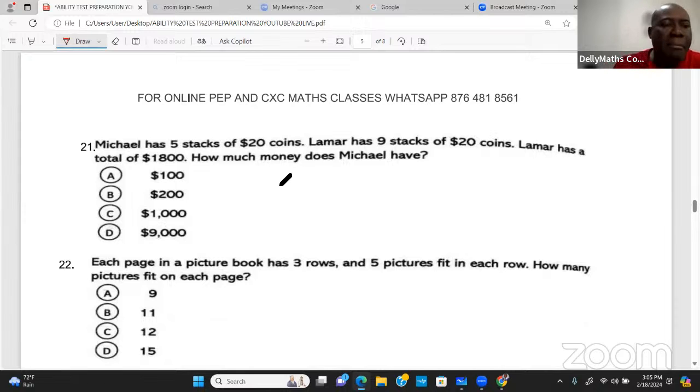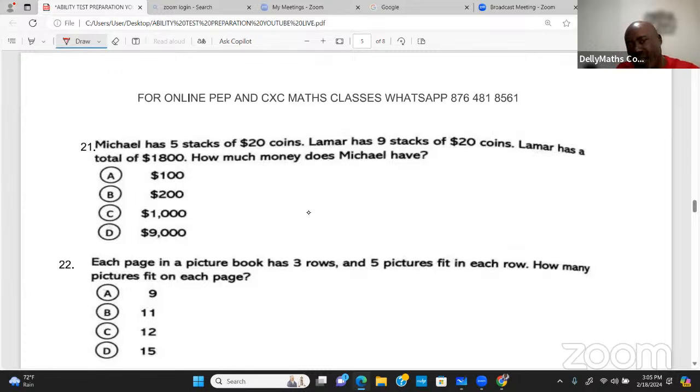So it says here, Michael has 5 stacks of $20 coins. This is a nice question here. Lamar has 9 stacks of $20 coins. All right, good. So we have 2 situations right there. So you want to dive into it. It says Lamar has a total of 1,800. We're going to use Lamar to take us out right now. Lamar is the clue. How much money does Michael have?